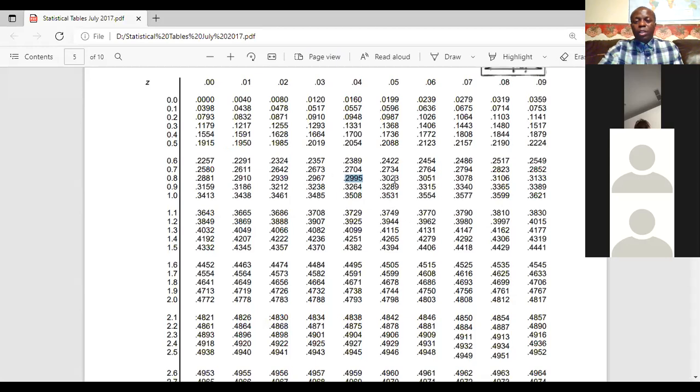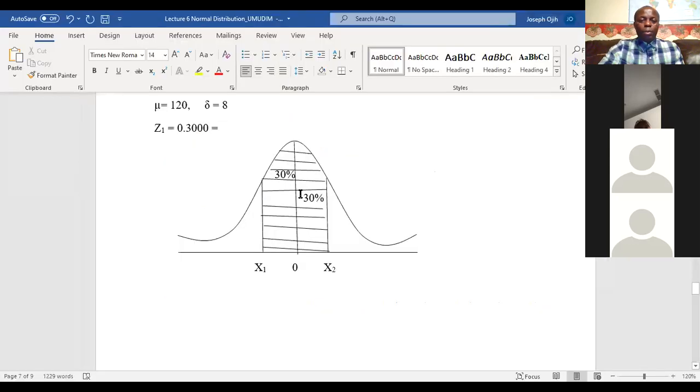This one is 23 points. But this one is only 5 points away from 0.3000. So that's the correct one. Gonna be following to the left, you find 0.84. So we have the Z1 as 0.84. Now because Z1 is on the left side, it's gonna be negative 0.84.